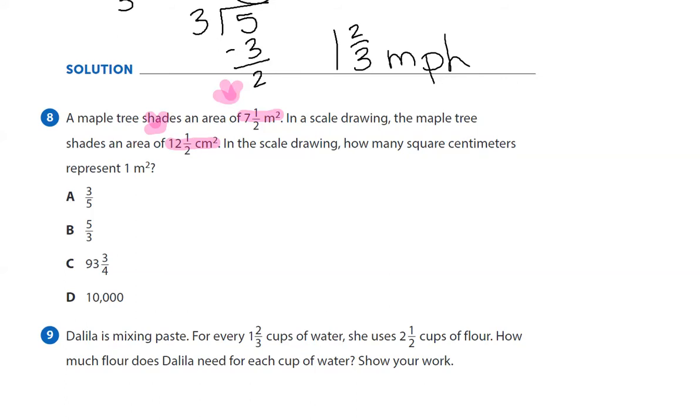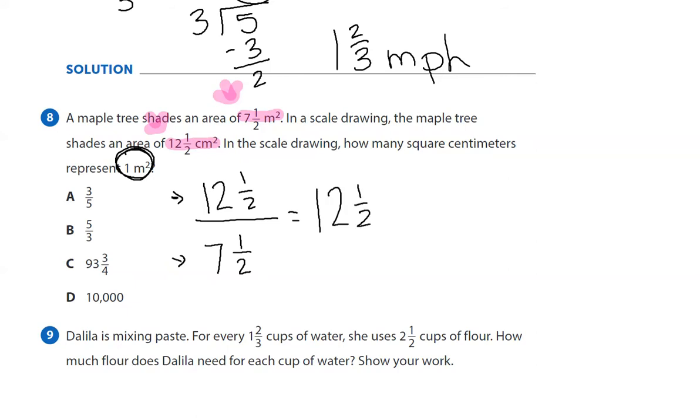Okay, so this is the scale drawing. In the scale drawing, how many square meters represent 1 meter squared? Ooh, look at these big numbers it's given us now. We're diving in. Okay, so we want the rate per 1 meter squared. So if that's our 1 that we want, that needs to be on the bottom. Now we've got mixed numbers in our fractions. So this is the one we're figuring out, and we want this one to become 1. So now 12.5 divided by 7.5.